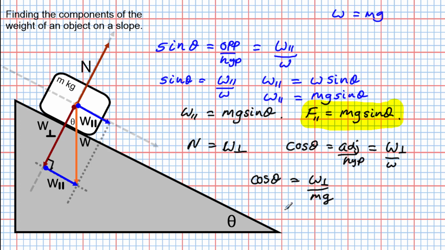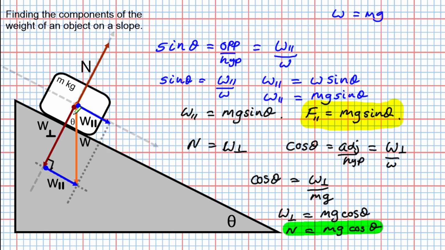Then what we can do is cross multiply and get the expression for the component of the weight acting on the block, and that's going to be mg cos theta. And that's going to be exactly equal to the normal reaction force. So the normal reaction force is going to be mg cos theta. And that's the other component of the weight which we'll mark in green.